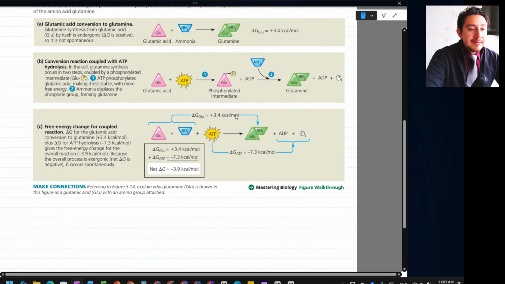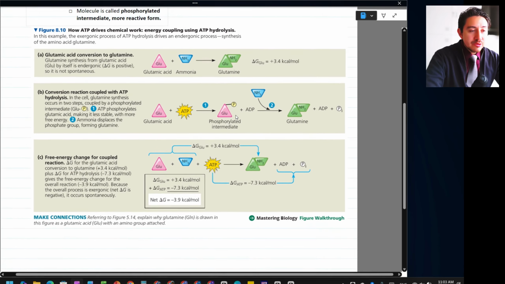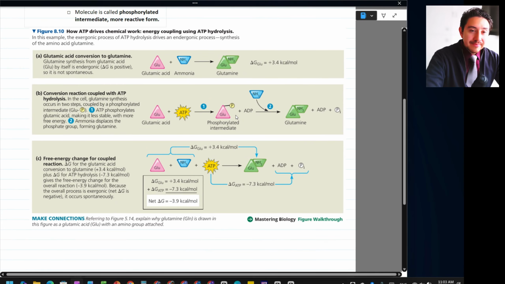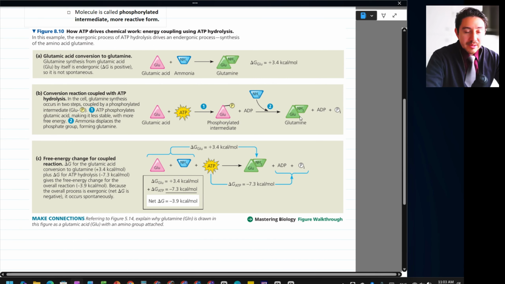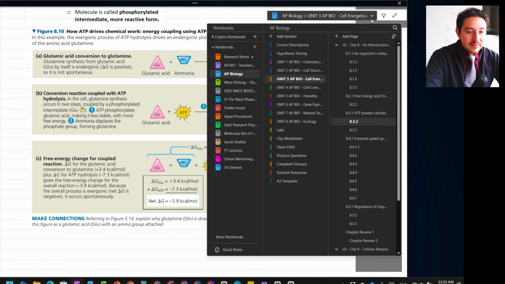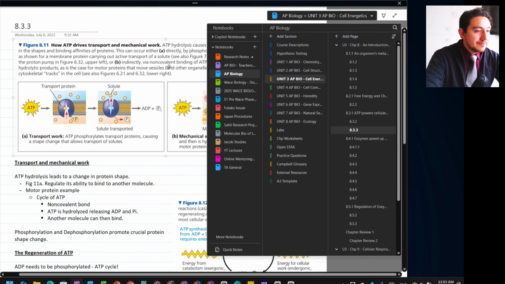So ATP, in a nutshell, serves as a little battery that can provide a source of energy that can make molecules a little bit unstable, so they can react faster with the other reactant that they need to work with to create a particular product. Let's go to the next panel.